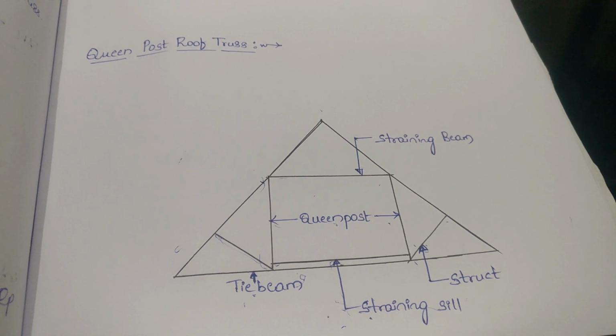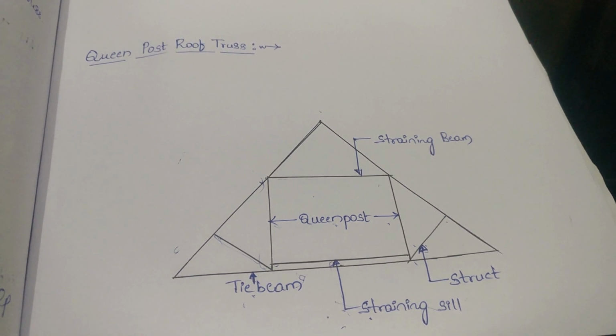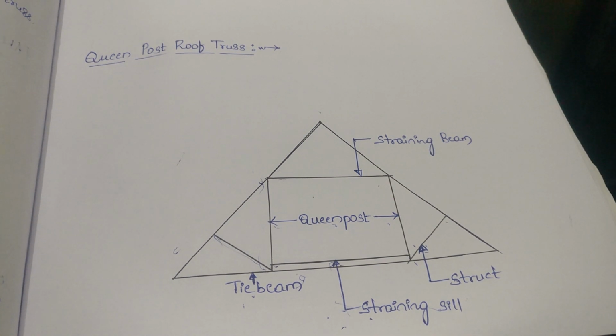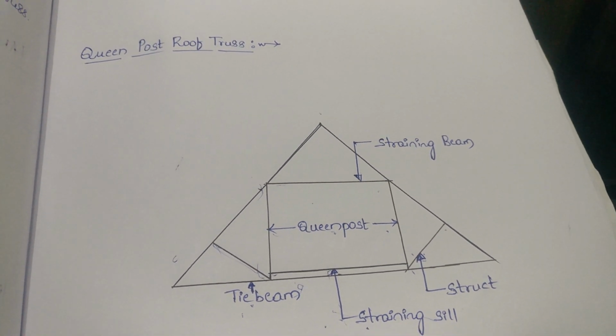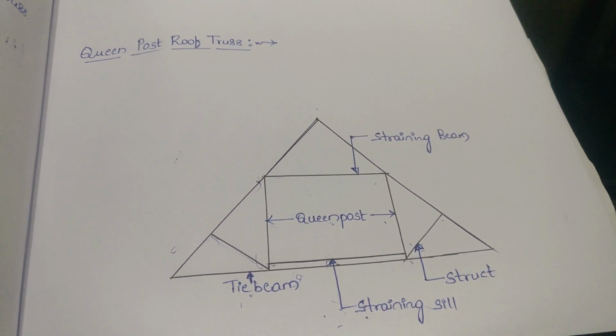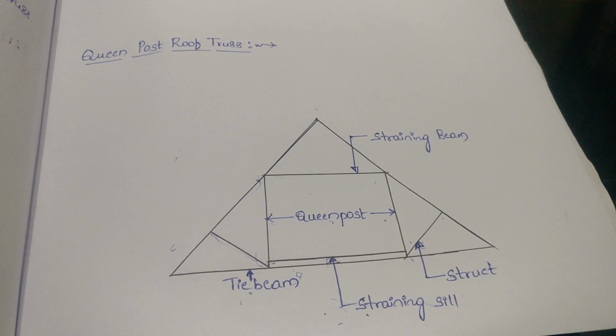Now, the queen post roof truss is suitable for 8 to 12 meters. Let us see some live structures of queen post roof truss.